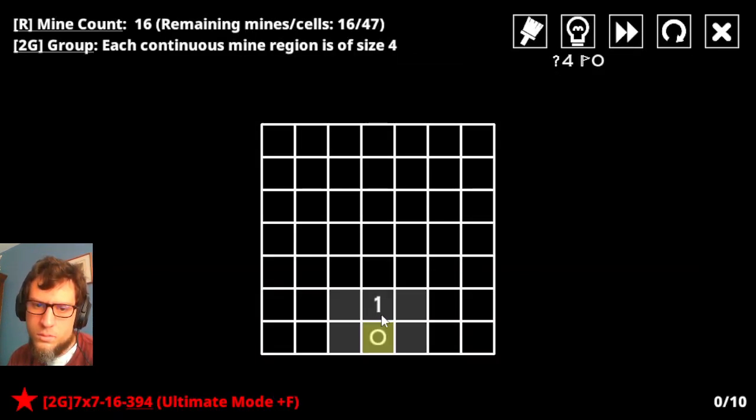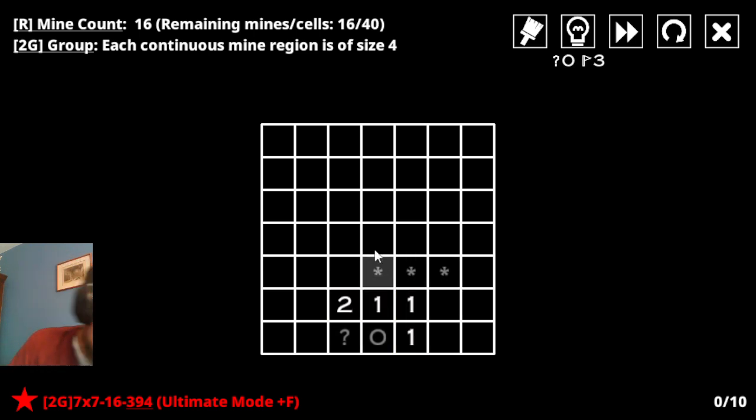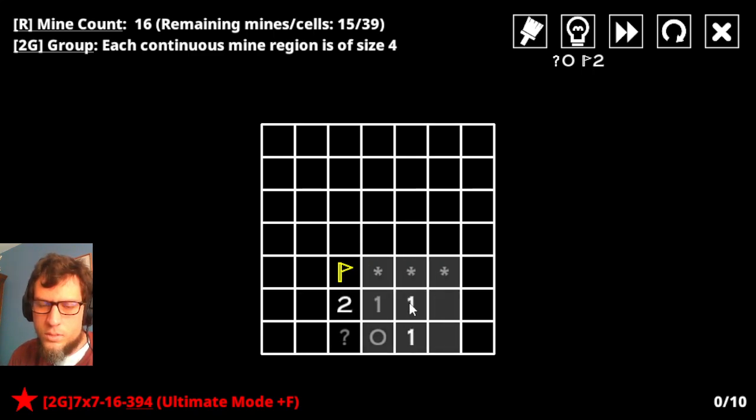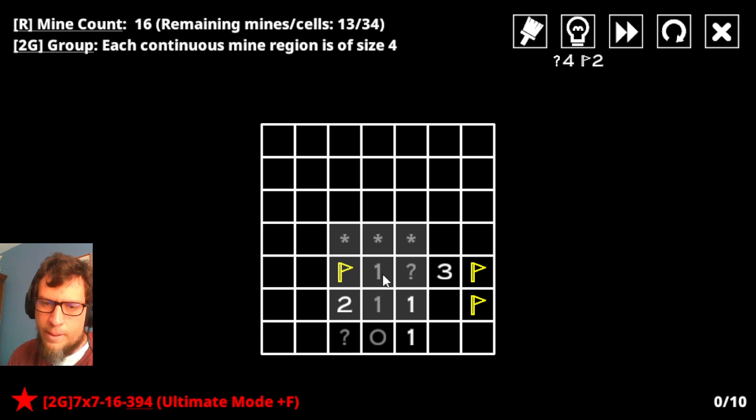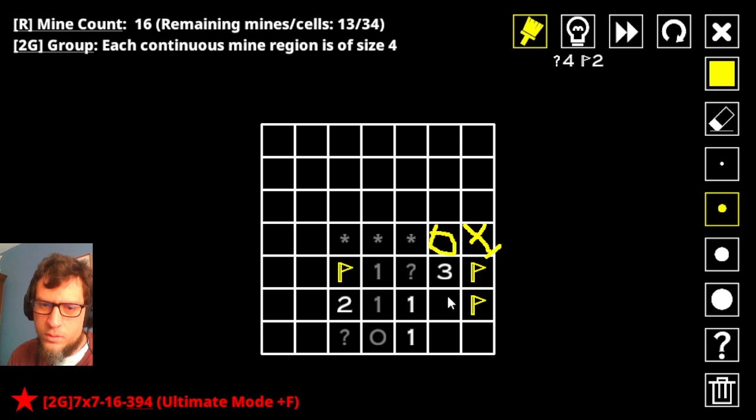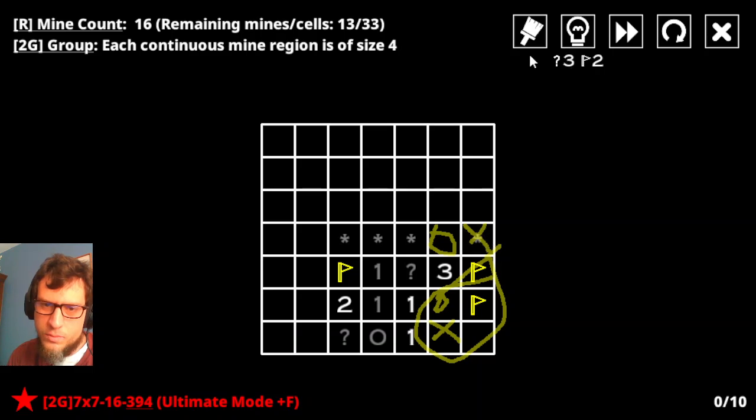Okay. Vanilla reasoning. Okay, that is just forced. This has to go this way. Okay. This, alright. Oh, okay. If this goes here, this 3 would kill both of those squares, and then this would be forced to be a mine, but it wouldn't be able to join up with that because it already has 3 in the group, so that one's out. Okay.